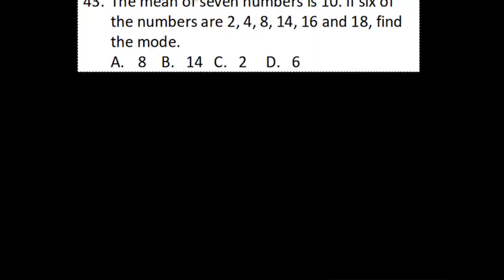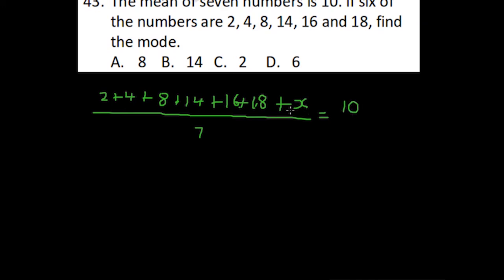The mean of 7 numbers is 10. If 6 of the numbers are this, find the mode. So we are looking for the 7th number in this case. The 7th number is x. So expressing this, x should give us 8. So if x is 8, it means we have two 8s, and that's the highest occurring number, which is the definition of mode, which makes our answer 8.